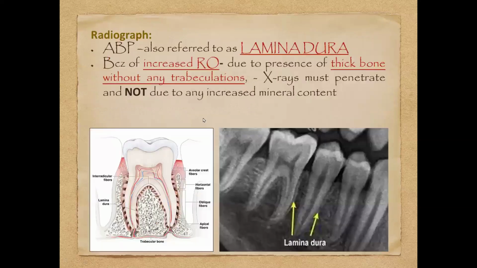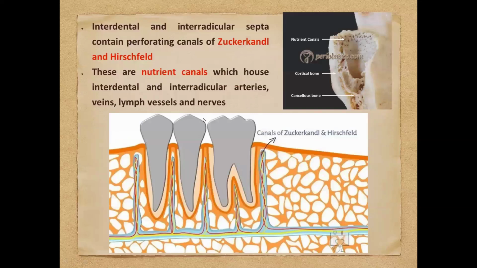The interdental and the interradicular septum contain perforating canals. They are the nutrient canals. These canals are called the canals of Zuckerkandl and Hirschfeld. In the bone, you can see the nutrient canals. These nutrient canals house the interdental and the interradicular arteries, vessels, and the nerves.